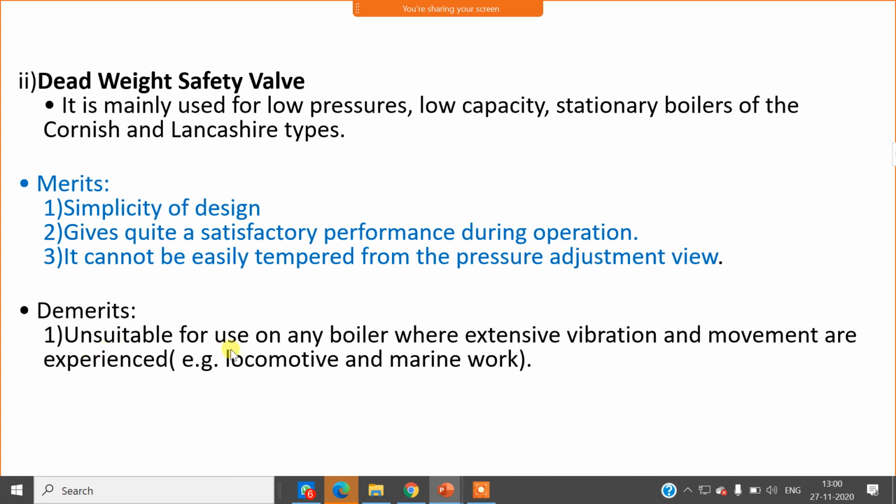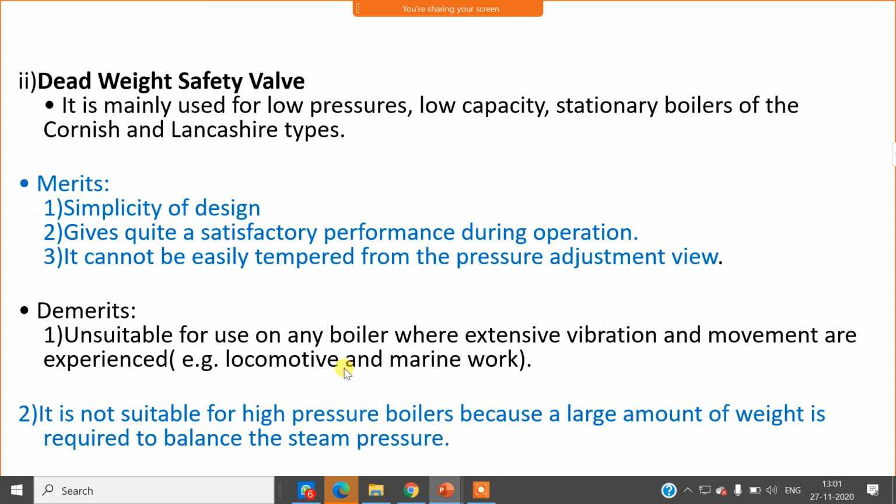Demerit: unsuitable for use on any boiler where excessive vibration and movement are experienced. In a boiler where excessive vibration or movement of the boiler is there, this is not suitable. Example, locomotive and marine work.